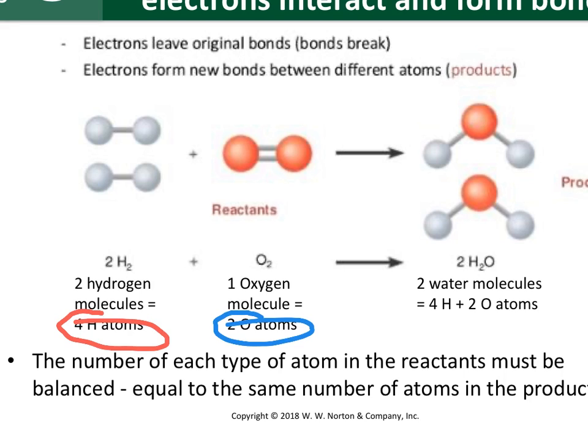And then when they combine, you end up with 2 water molecules, each with an oxygen and 2 hydrogens, H2O. And so you see we still have 4 hydrogens on the right compared to 4 hydrogens on the left, and 2 oxygens on the right compared to 2 oxygens on the left. And this is what we mean by conservation of matter.